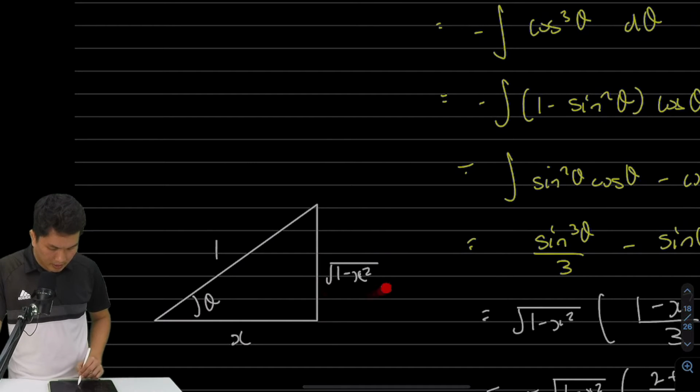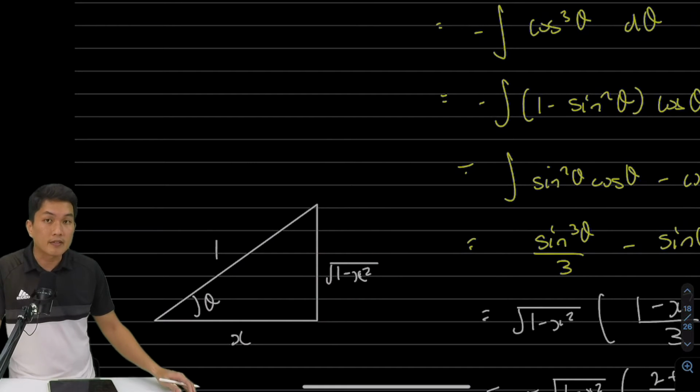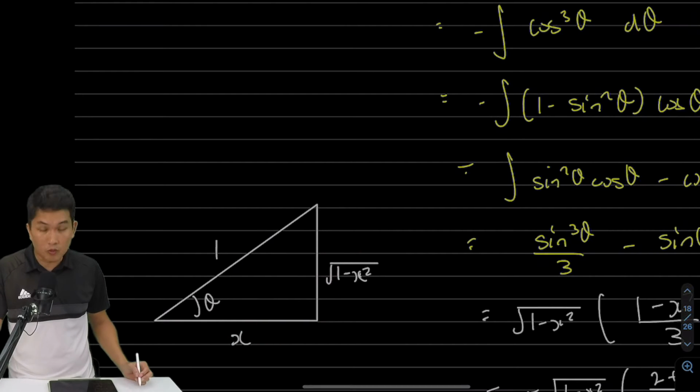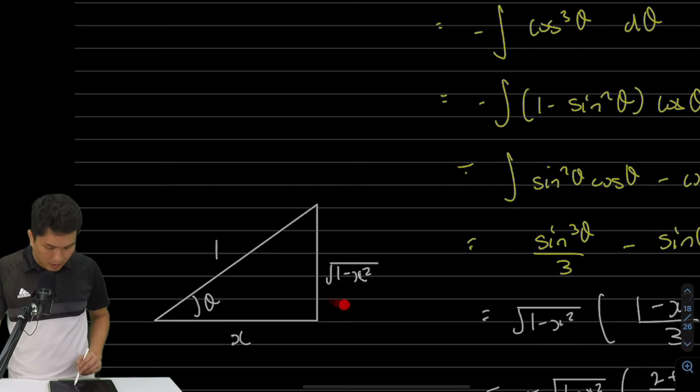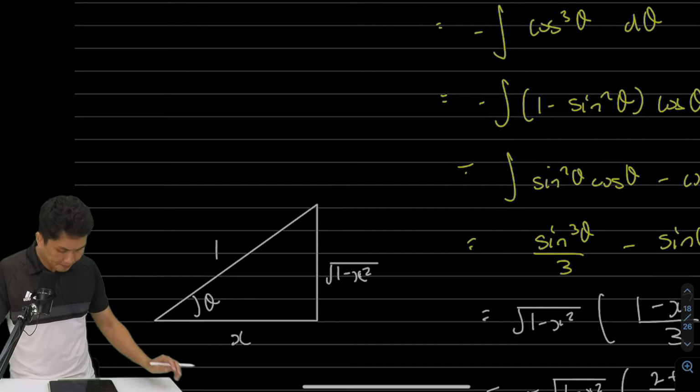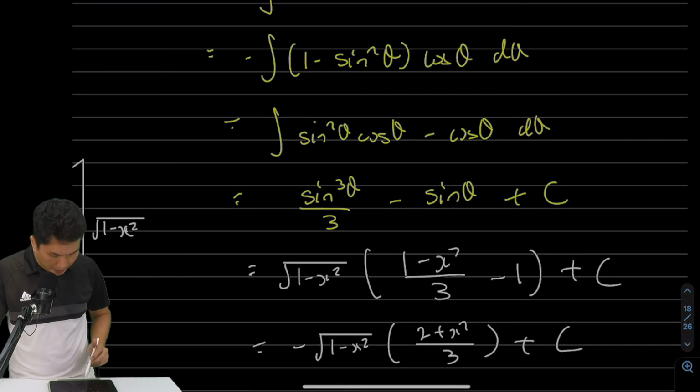To get this value here, I used Pythagorean's theorem. Right? Hypotenuse squared minus the adjacent squared. Then you square root the whole thing. So sine theta will be this value over 1. Right? So it's always convenient to have the hypotenuse equal to 1. So let's make a substitution back.